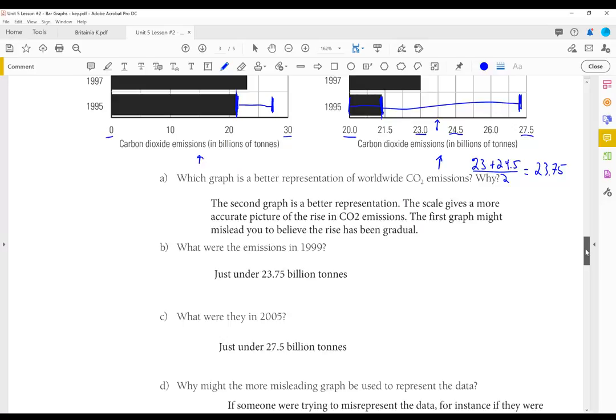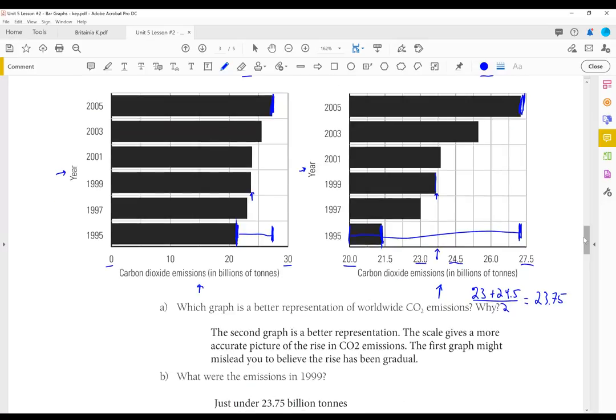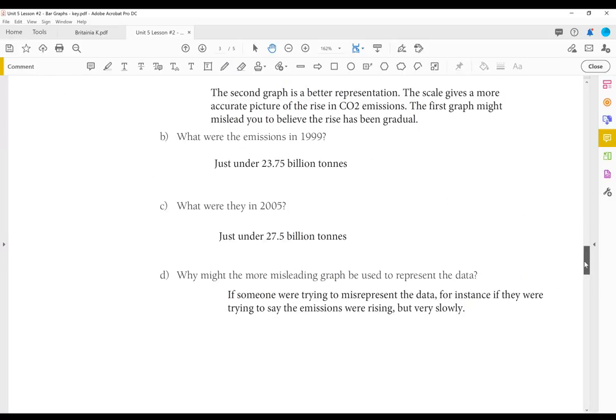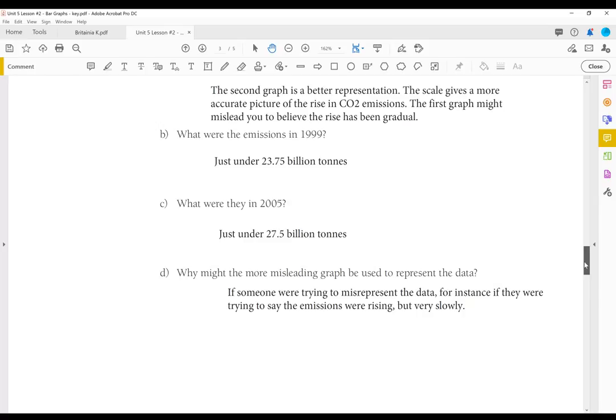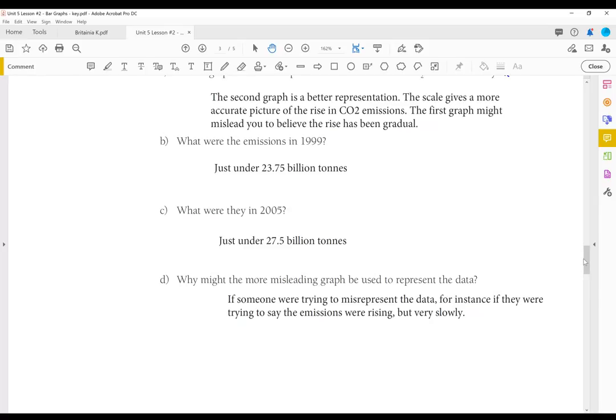C says, what were they in 2005? Well, in 2005, let me erase this here. In 2005, again, I'm going to use the second graph because it's a little bit more accurate. Here is my data point. It's just below 27.5 billion tons. So that's what I would say. Just under 27.5 billion tons.